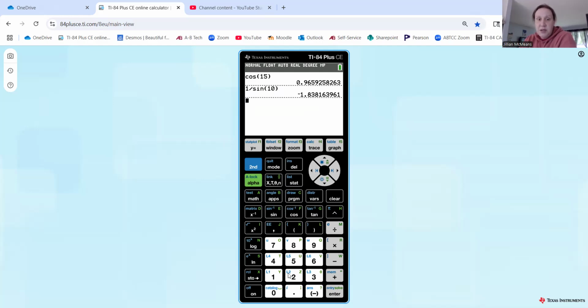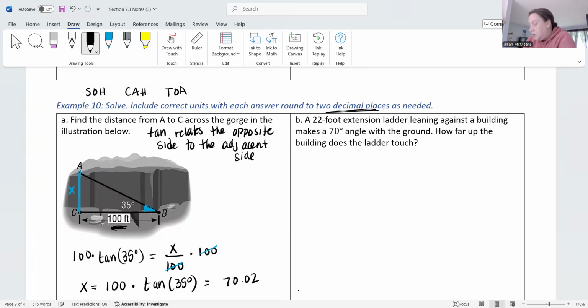The equation that we needed to type in was 100 times tangent of 35 degrees. We hit enter and let's round to 2 decimal places. So we get 70.02. Let's go back to the worksheet. So this equals 70.02 feet, which is the correct unit. And what that tells me is the distance from point A to point C across this gorge. So the distance across the gorge is a little over 70 feet.